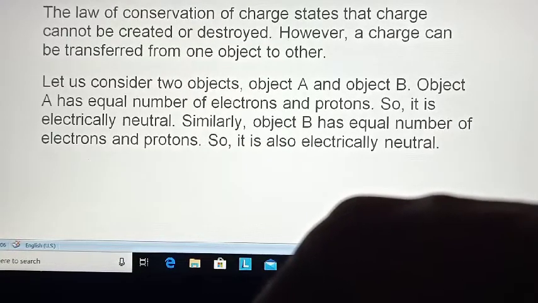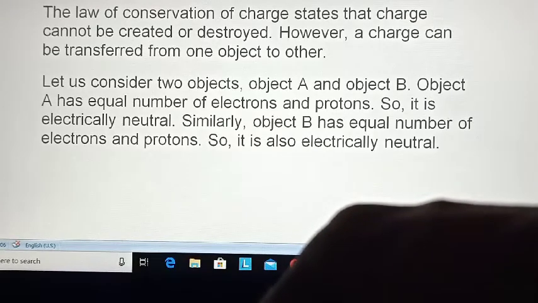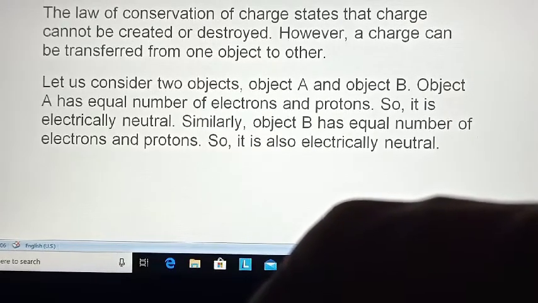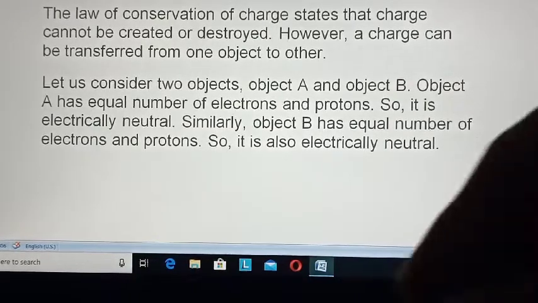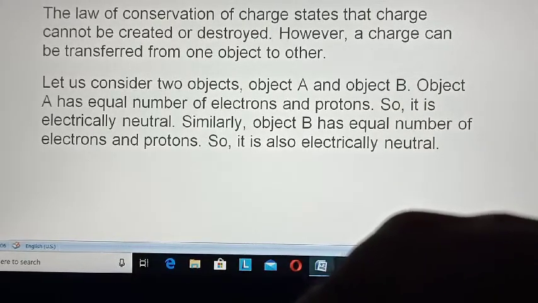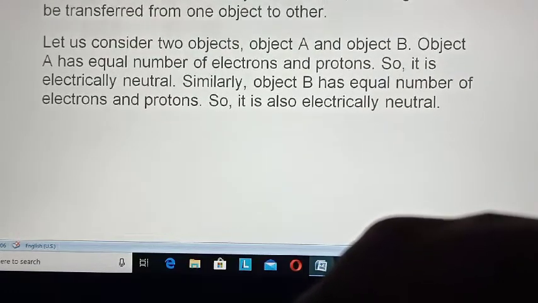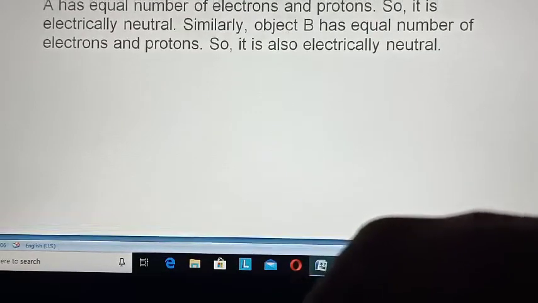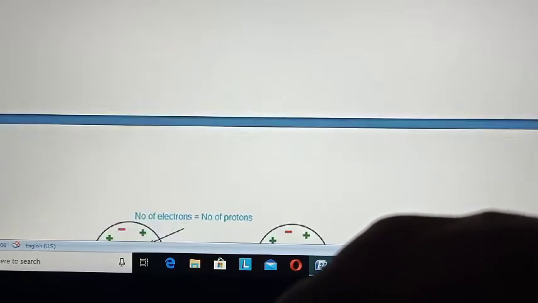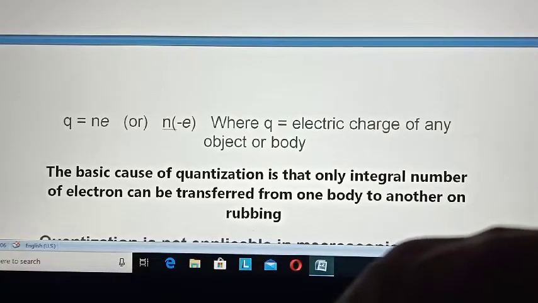Next is conservation of charge. Now you have already learned this conservation. According to this, you cannot create or you cannot destroy charge, but you can transfer charges from one body to another. So you have already learned electrification, and in that you have seen the transferring of electrons from one body to other. Again, you can take the same example here.